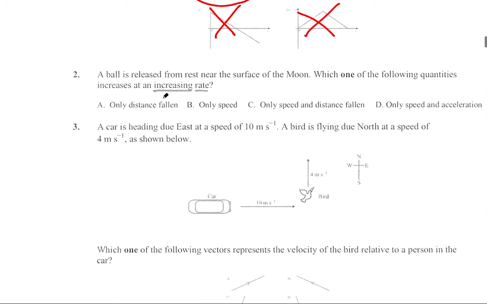All right, number 2. A ball is released from rest on the surface of the moon. Which of the following quantities increases at an increasing rate? So I know that the acceleration due to gravity is always constant on any planet, whether we're talking about the moon, Jupiter, the Earth, and I just said the moon is a planet. So any big object, actually we could even argue that the acceleration due to gravity around you right now is constant, although it is very small.